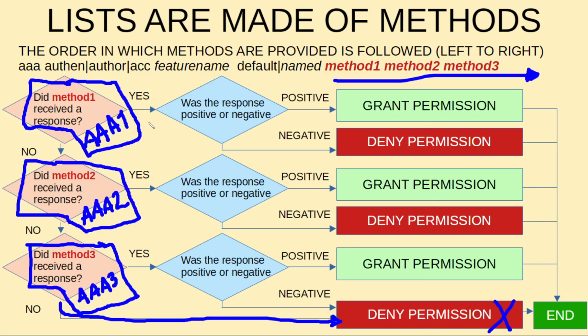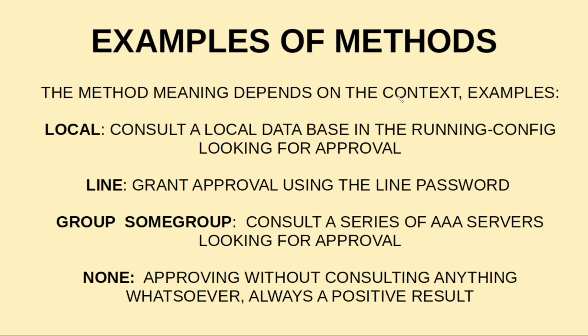Now, if at any point a method responded, in this example a server responded, we are going to evaluate the response. If it is positive, we are going to grant permission for this feature to this user. Otherwise, we are going to deny permission for this feature for this user. So let's see some examples of methods that we can use in a method list.